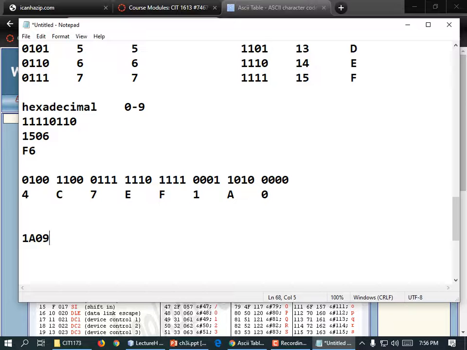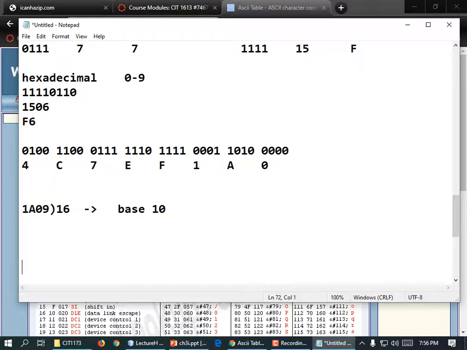1A09 in hexadecimal, and we want to convert that to base 10. Well, do you remember our powers of 2s and powers of 10s and stuff like that? Well, this is 16 to the power of 0 is the last digit. Then the next one is 16 to the power of 1.